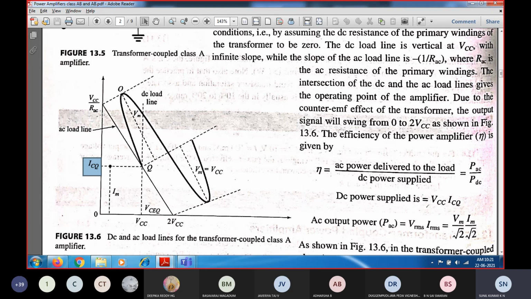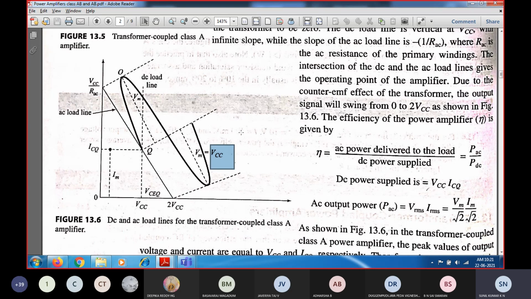You can see this is the amount of current flowing during the AC load current, this is the maximum peak in the negative direction, and this is the maximum peak. This is the maximum output current, and output voltage, with respect to the DC load line as well as the AC load line. This is the maximum input current which is going to vary.